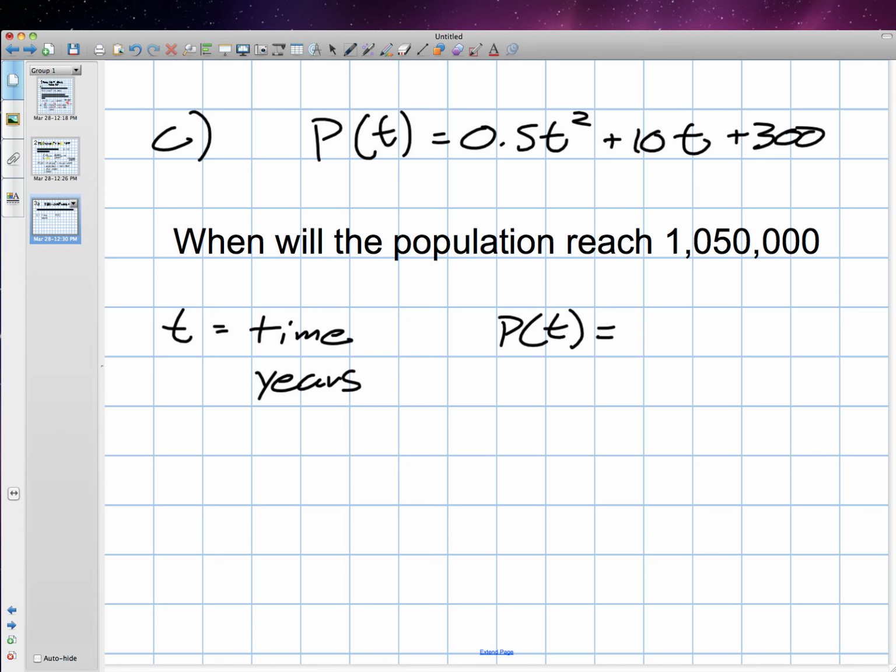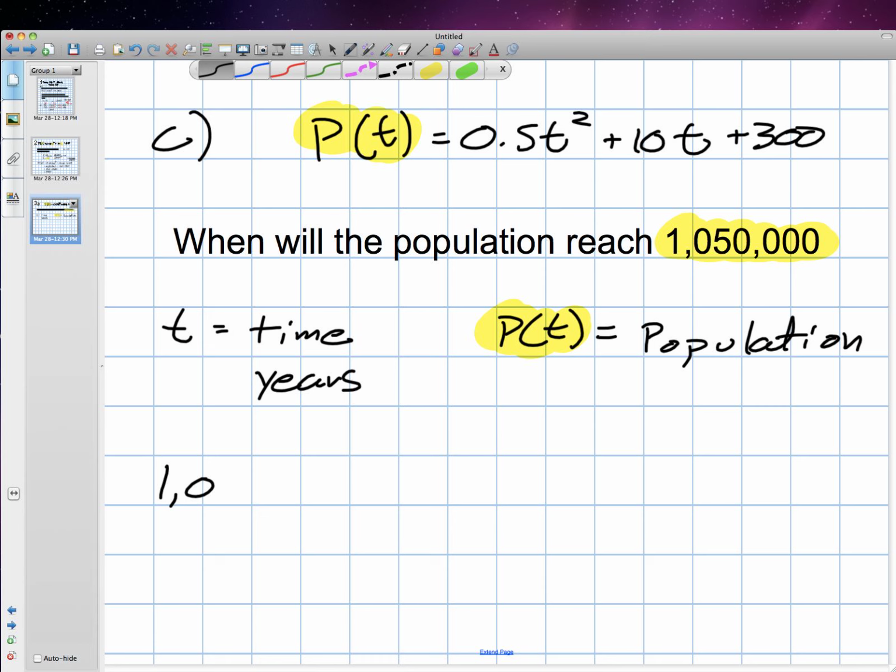Okay. So, they've actually given us some information. Which of these variables have they supplied a number for? T? Really? So, in time, this is 1,050,000. Is that what they're asking us? Population. So, they gave us a population, which means we now need to replace the population in our equation with that number. When we do that, we can then solve for t. The goal is to figure out what year this will be. So, we're going to replace p at t with 1,050,000.